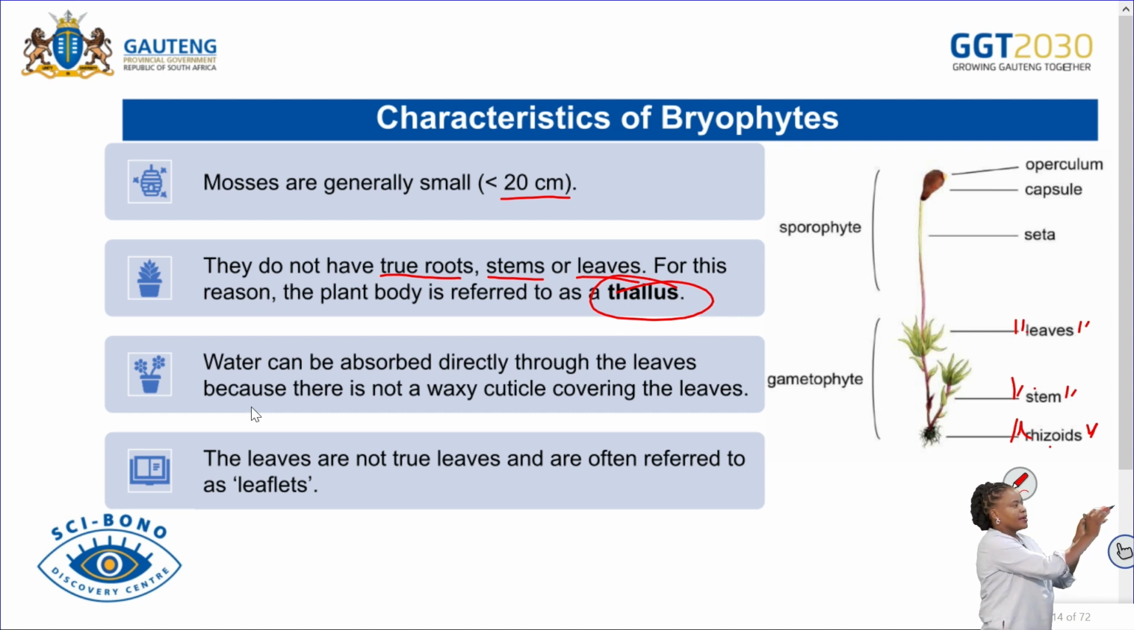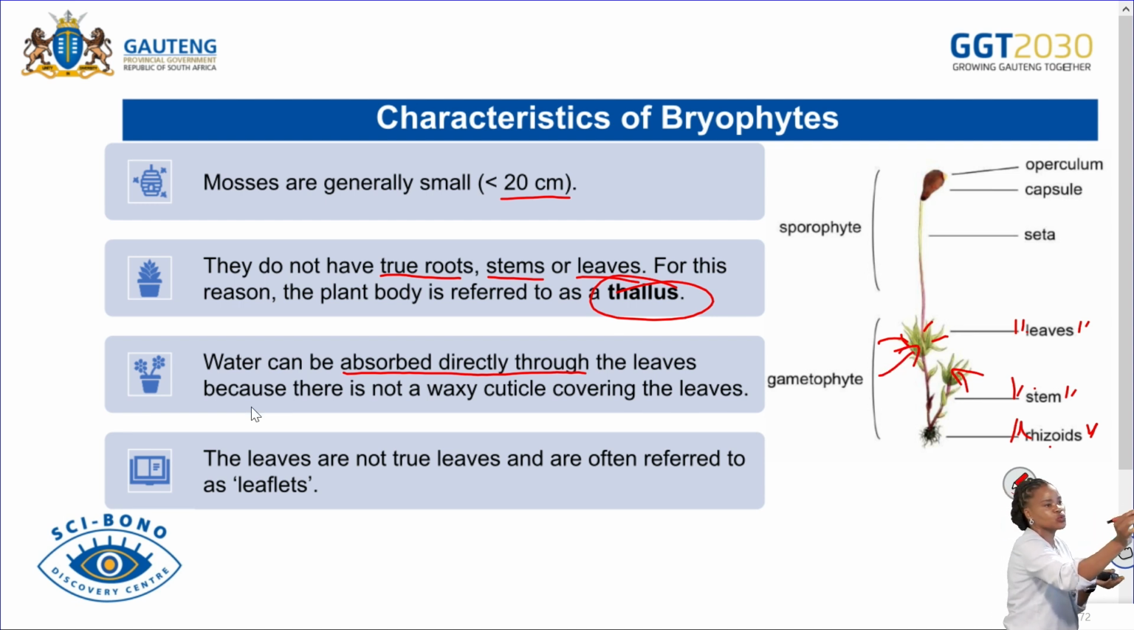Now, water can be absorbed directly through the leaves. In other words, the leaves can absorb what? Water directly. And why? It is because the leaves of the bryophytes, or the leaves of the what? Of the moss, are not protected or covered by what? By waxy cuticles. So it is very, very simple for them to do what? To absorb water. And then lastly, the leaves are not true leaves. I've explained that they are not true leaves, and then they are always referred to as the what? As the leaflets.